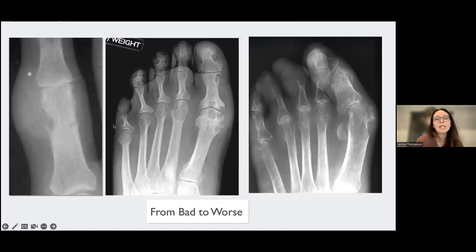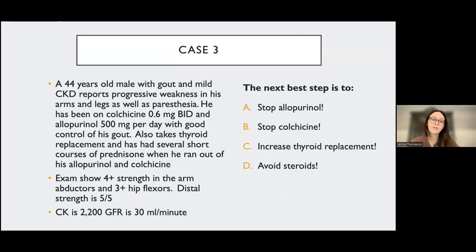And so this patient, their gout was unfortunately untreated. And then ultimately you see here, they have a lot of destruction. So they've got hallux valgus here and a lot of destruction and erosion. They've eroded their toe completely here. This is an unfortunate consequence of poorly treated gout.